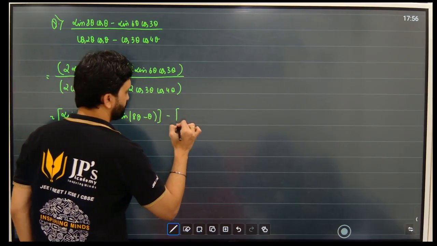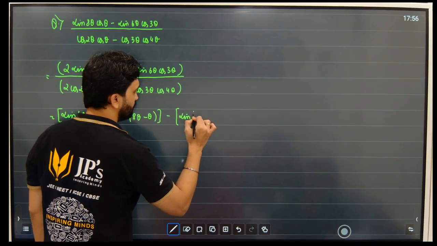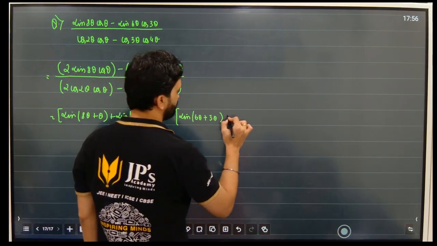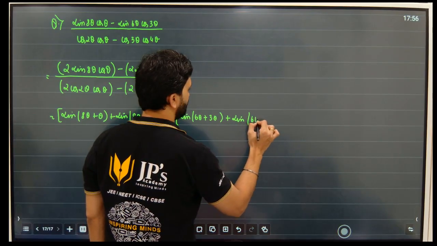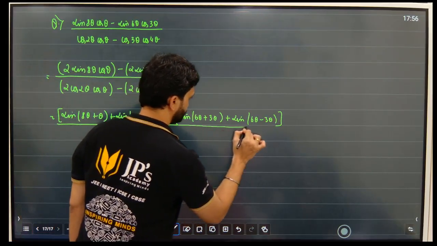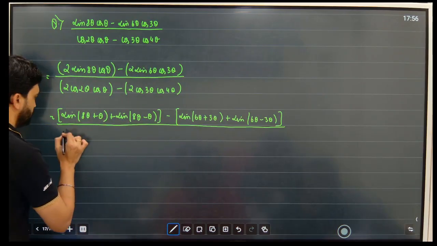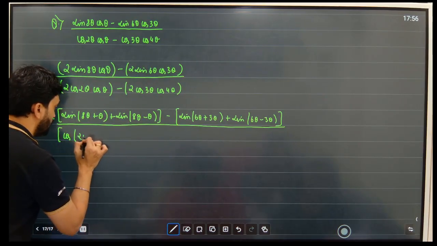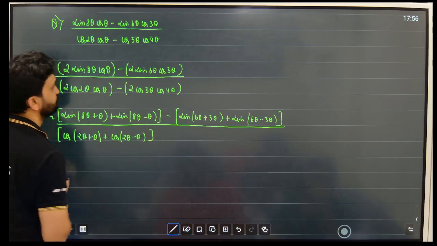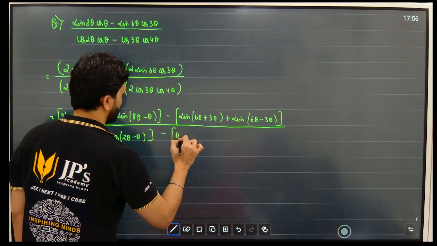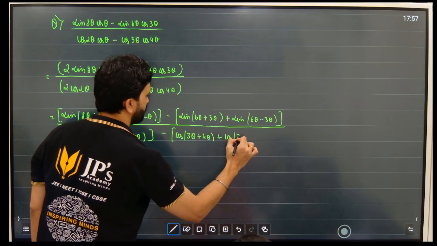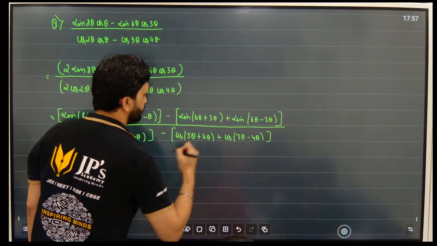Next again the same thing, 2 sine A cos B, sine A plus B plus sine A minus B. Two cos A cos B, cos A plus B plus cos A minus B, cos A plus B plus cos A minus B.